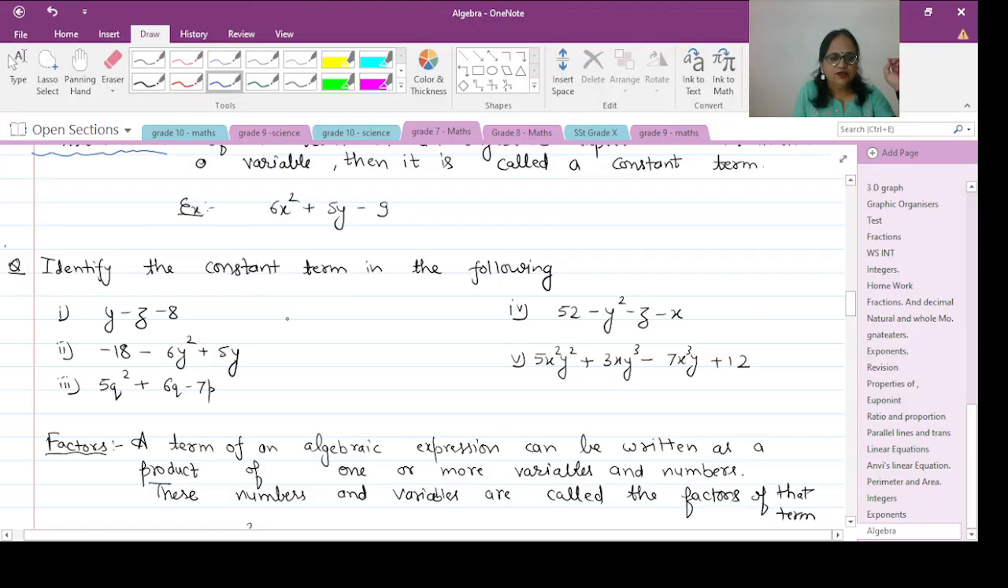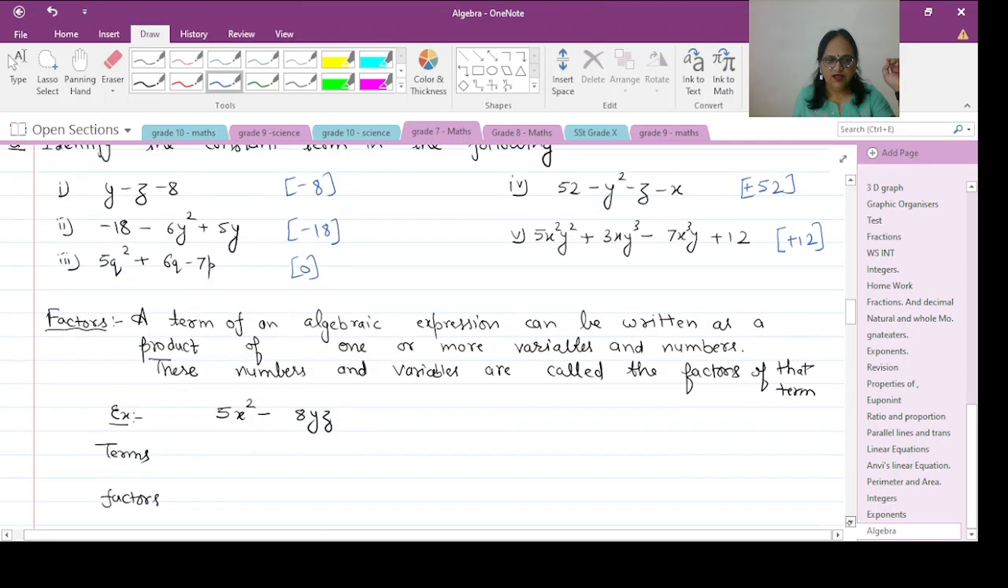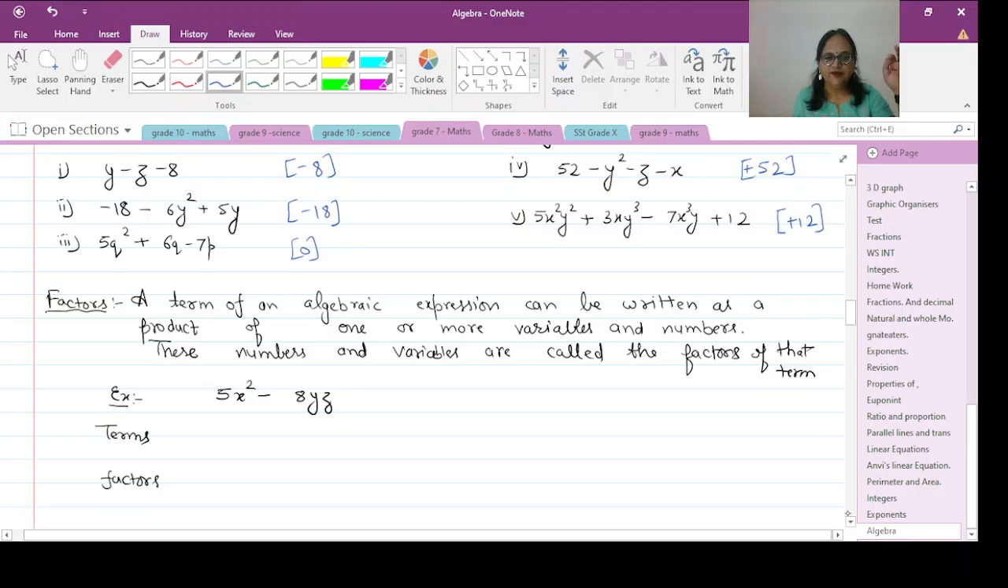Here minus 18, you have to consider the sign also. The constant term is minus 18. Here 0, no constant term is there. Here plus 52 and here plus 12. So these are the constant terms. Okay? I hope everything is clear till now. If you don't understand anything, please put it in the comment box.